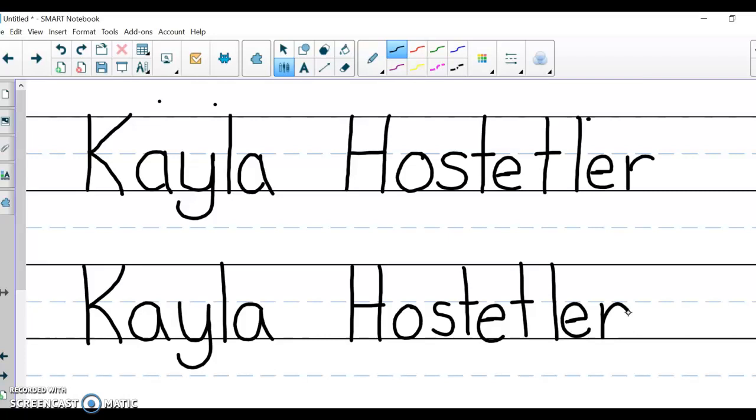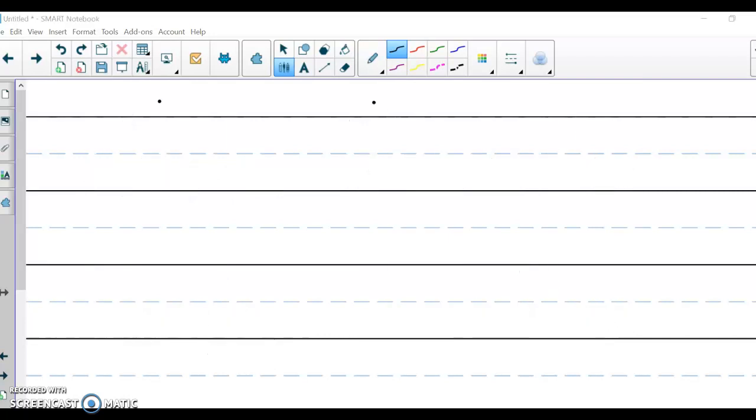So after you write your name 2 times, we're going to write it one more time for the third time. And if you're not done, you can go ahead and hit pause on the video. And when you're done writing your name the third time, you can go ahead and hit play again. So I'm going to pause and write my name on my paper and practice. And you can go ahead and do that too. Great job on writing your first and last name.